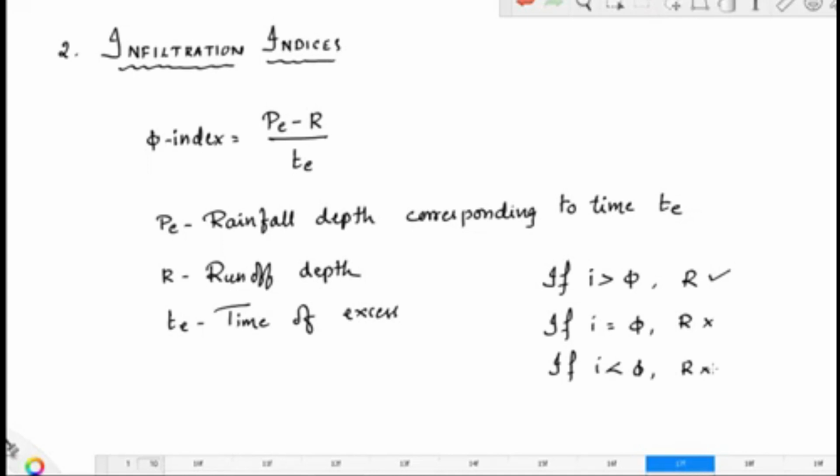If there are any conceptual doubts, you can raise your hand, we shall discuss, and then we shall move further to the next important topic, hydrograph. Any doubts, you can raise your hand.